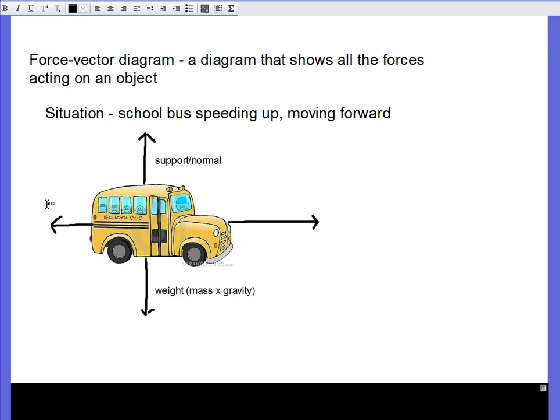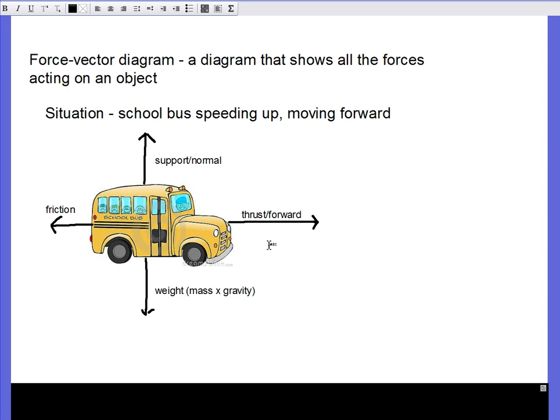This force then is the friction force. And then this force is often called the thrust, or sometimes it's even just called the forward force. In this case, it's from the engine on the bus. And we're going to make that force larger than our backwards force because the school bus is speeding up. And so that one needs to be greater than friction.